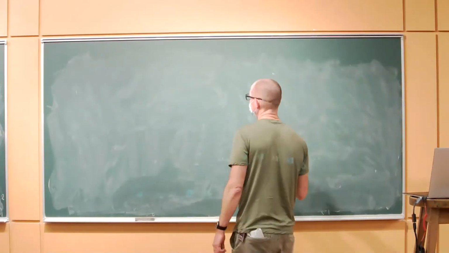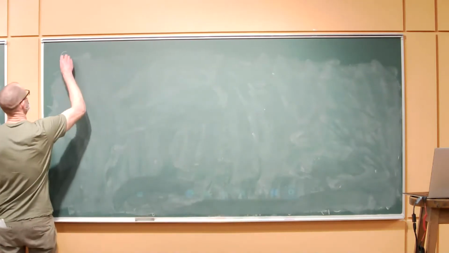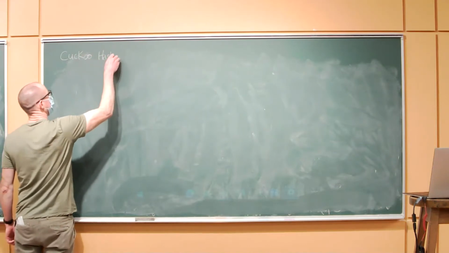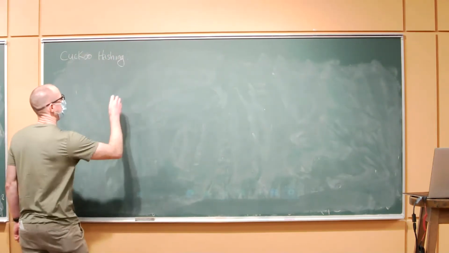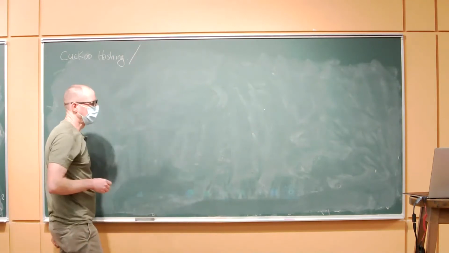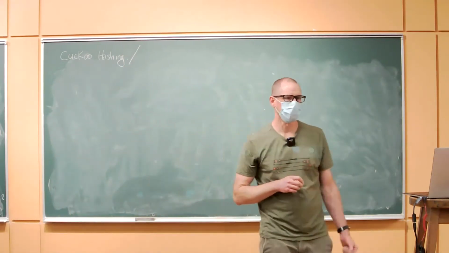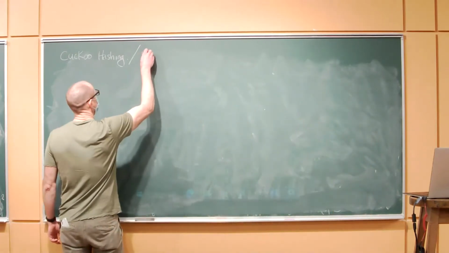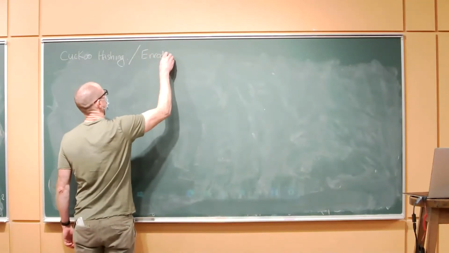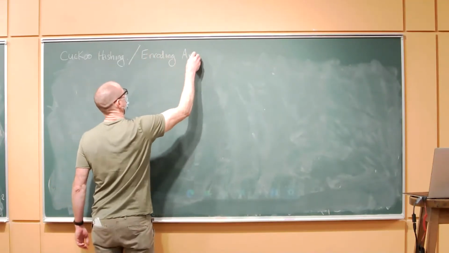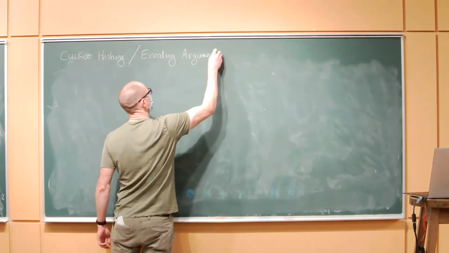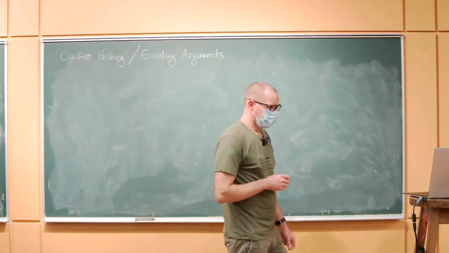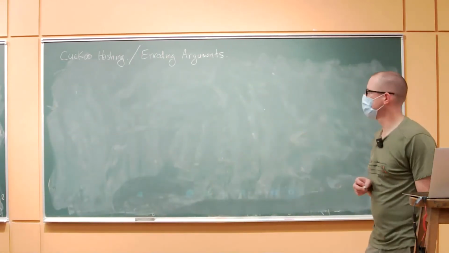One of them is this idea of cuckoo hashing. But the other, and the way that I want to study this cuckoo hashing business, is through a technique that I really like, which are called encoding arguments. And these are ways of doing probability without doing too much probability.